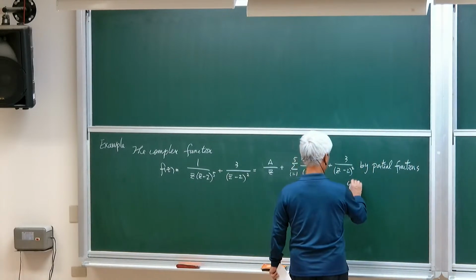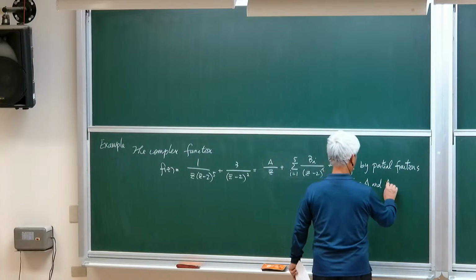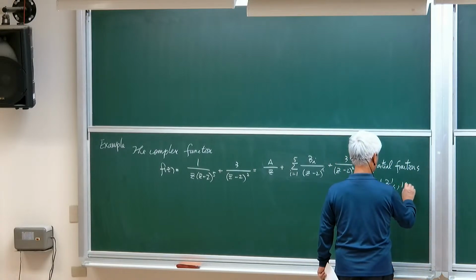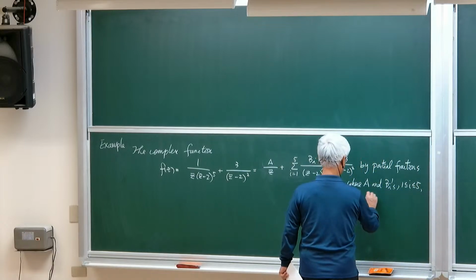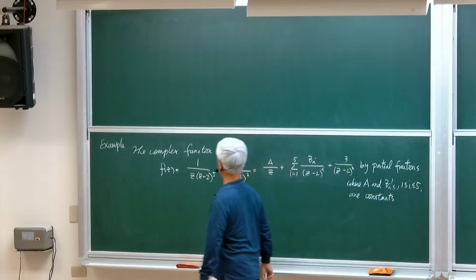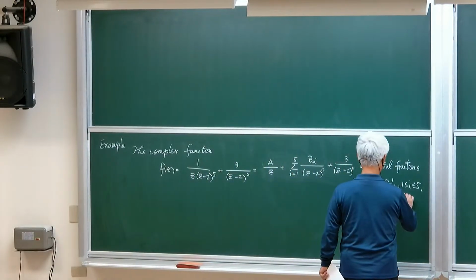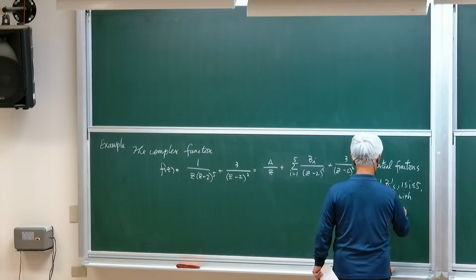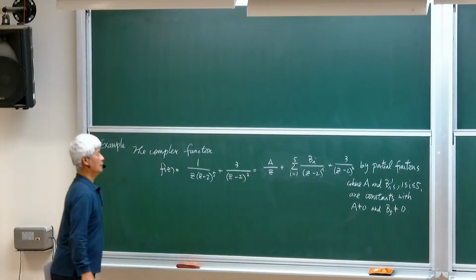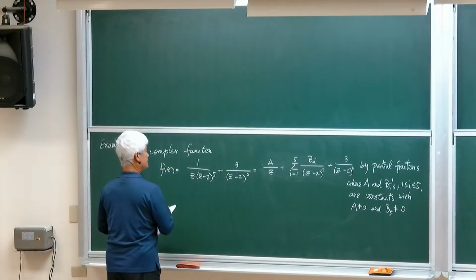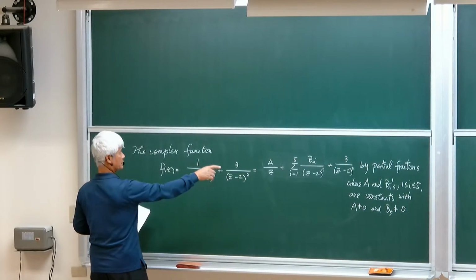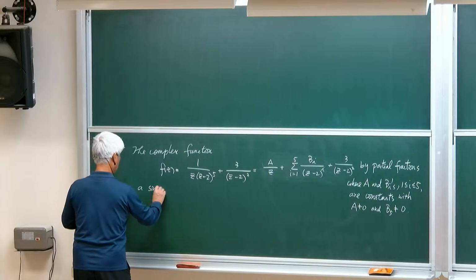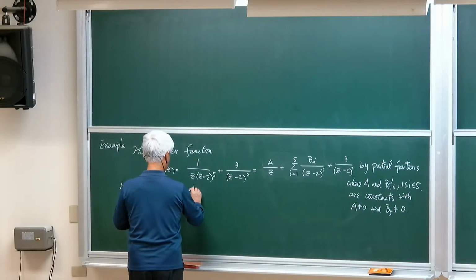Where A and the b_i's are constants, with, as we can see, A not equal to 0 and b_5 not equal to 0. So from this formula, this function has a simple pole at z equal to 0.